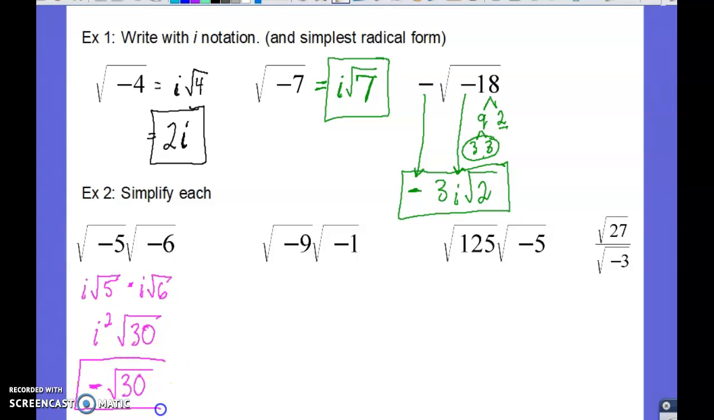So I cannot emphasize it enough. Take care of the i's first, because every year I have somebody that says, oh, a negative times a negative is positive. That's not correct on this problem.